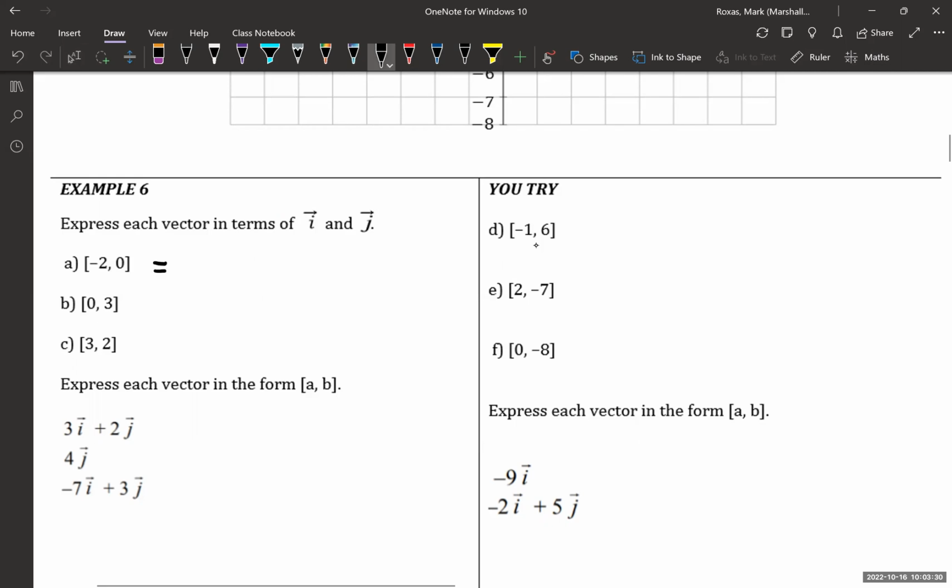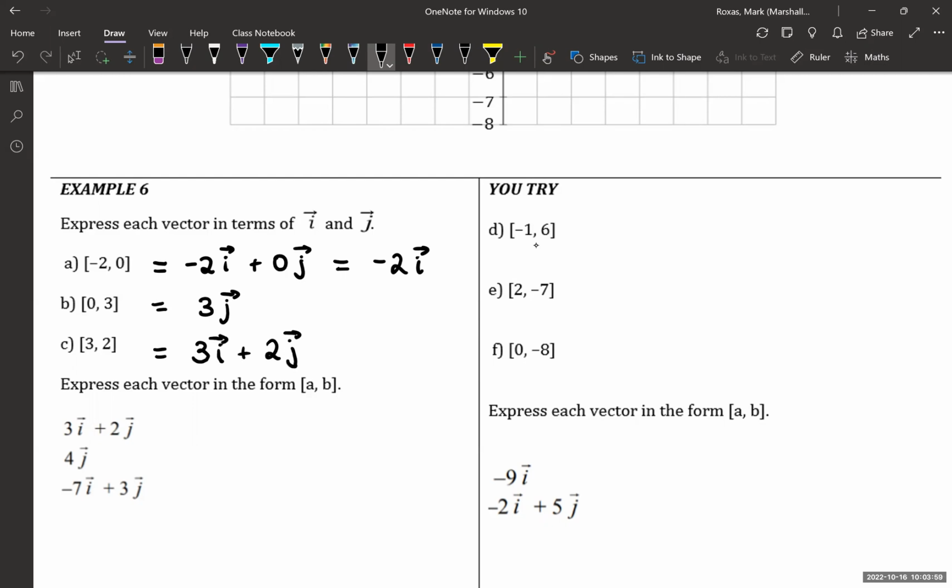So [-2, 0] would be -2i plus 0j. But when you have 0j, or 0 of any unit vector, we can just not include it and say -2i. Similarly for [0, 3], if there's no x component, I'm just going to represent this as 3j. And for [3, 2], I can write this as 3i plus 2j. We're always doing it in order, x component first, y component next. So i is the x component unit vector and j is the y component unit vector.